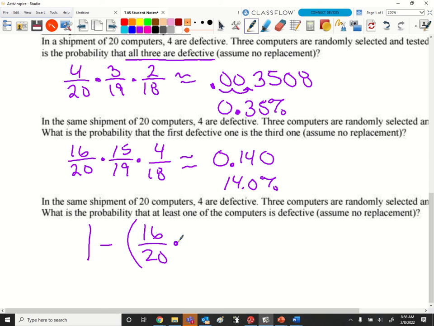All right. What's the next one going to be? And we're not replacing it either. 15 out of 19. Remember, it's the complement to the defective. So it's 15 out of 19. And 14 out of 18. So this is the complement to it. So whenever I have the at least, I'm going to take it away from this. Are we doing the math?